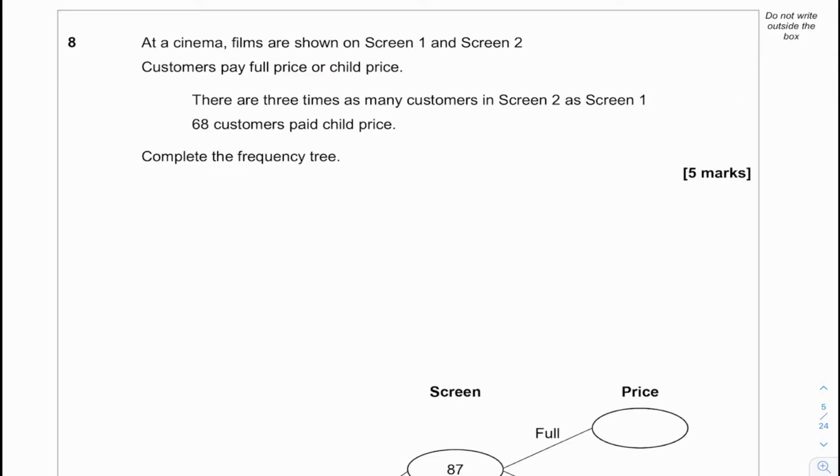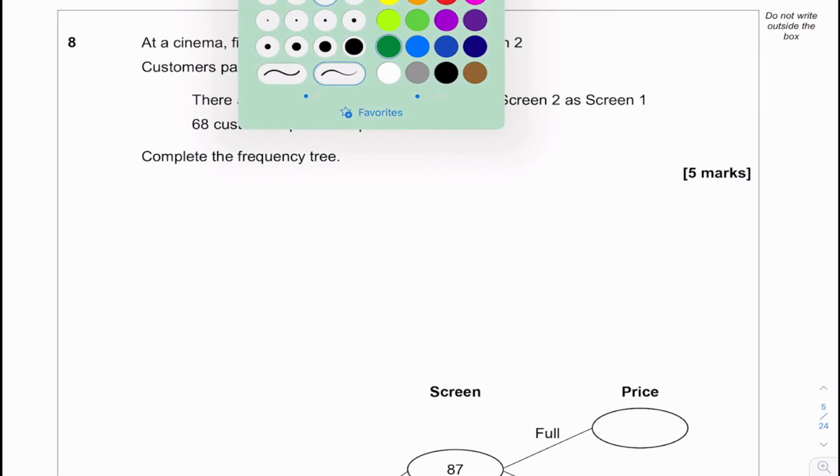Okay, so question 8, it looks like a probability question, so let's take a look.